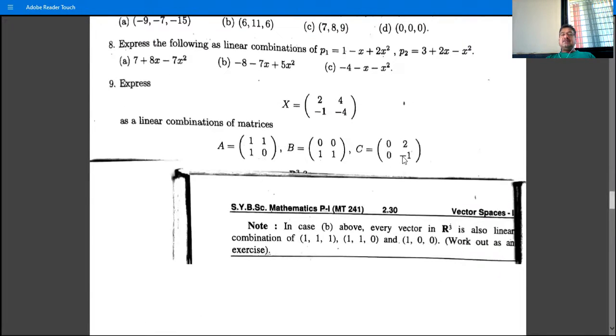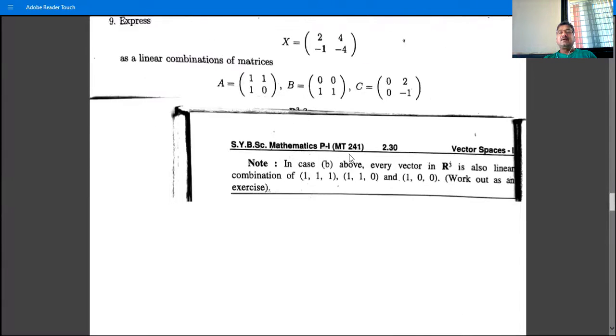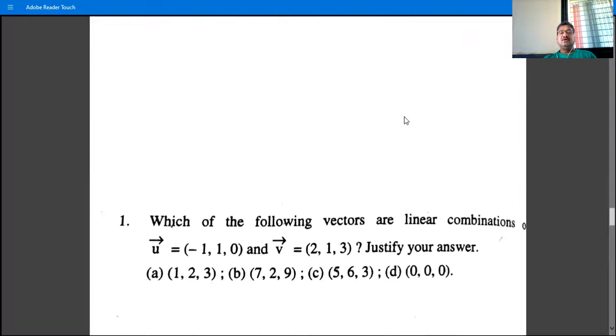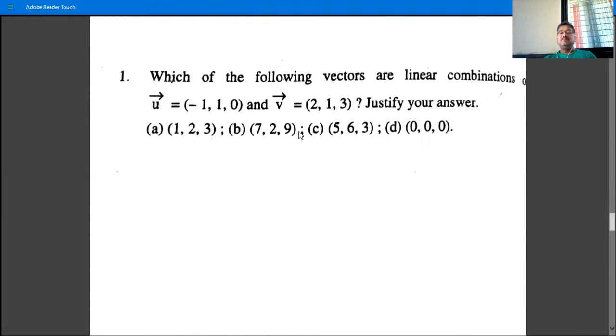We have to apply the Gauss elimination method. That is, first write the augmented matrix and convert the matrix to echelon form, and then write the rank of A and rank of AB, and if they are equal, then find the values of K1, K2, K3, and then substitute. We say that this is the linear combination of these three vectors. So solve all these problems.